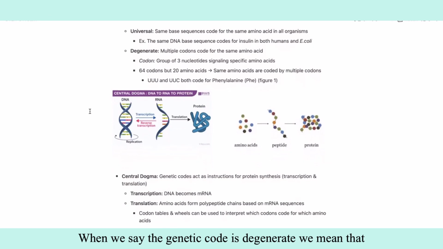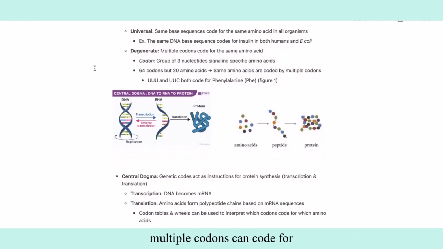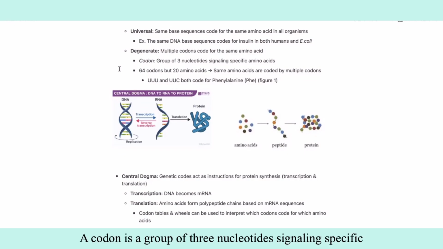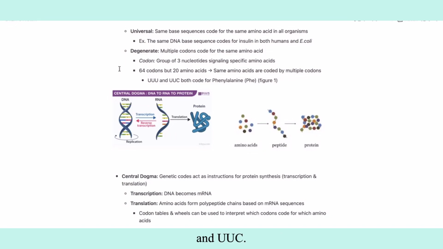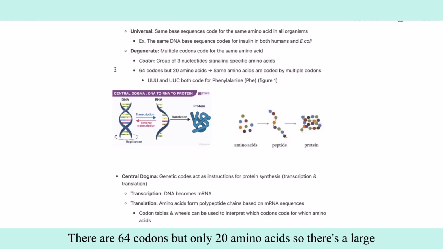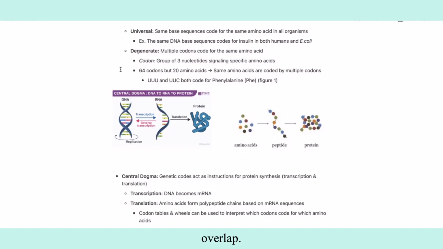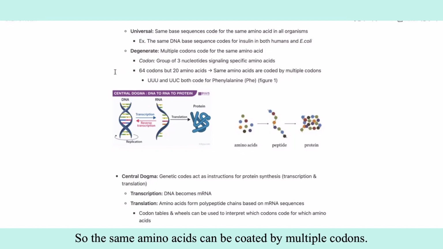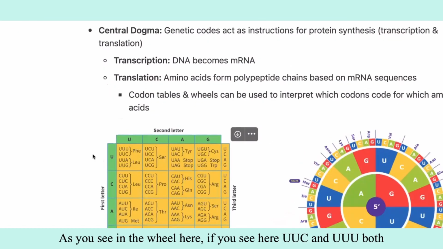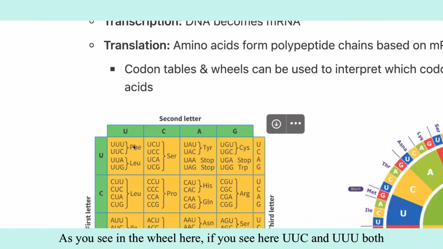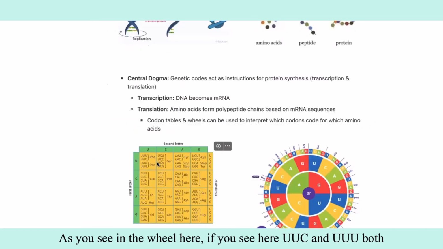When we say the genetic code is degenerate, we mean that multiple codons can code for the same amino acid. A codon is a group of 3 nucleotides signaling specific amino acids, for example, UUU and UUC. There are 64 codons, but only 20 amino acids, so there's a large overlap. So the same amino acids can be coded by multiple codons. As you can see here, UUU and UUC both code for the same amino acid.